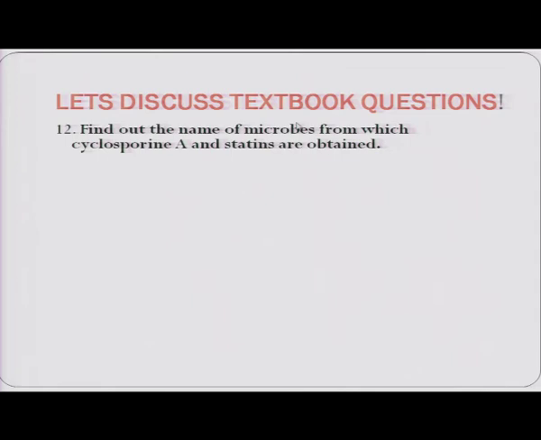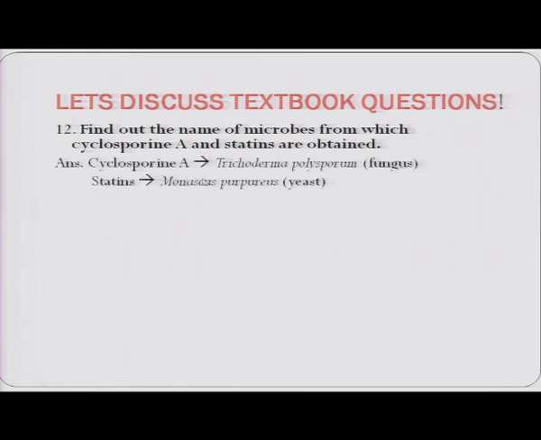Find out the name of microbes from which cyclosporin A and statins are obtained. This we have dealt in our last session. Cyclosporin A is obtained from Trichoderma polysporum which is a fungus, and statins are obtained from a yeast, namely Monascus purpureus. Cyclosporin A is used as an immunosuppressive agent and statins are used for lowering the cholesterol level in the blood.